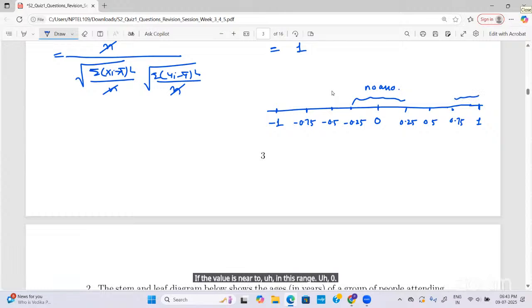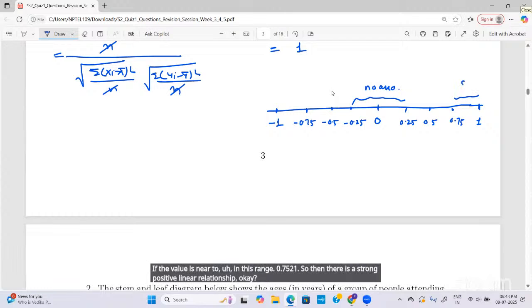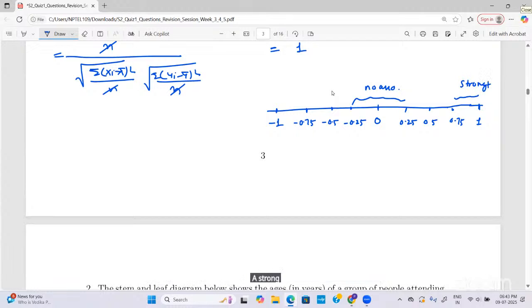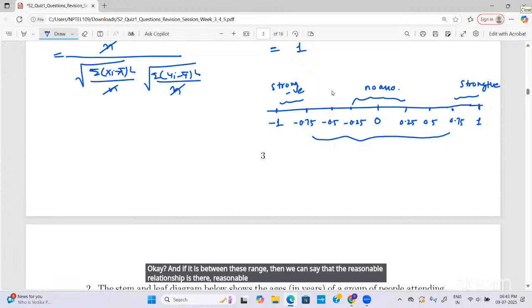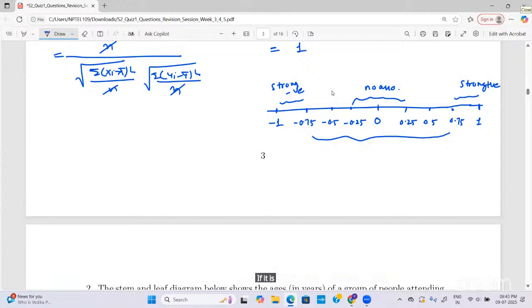If the value is in this range, 0.75 to 1, then there is a strong positive linear relationship. And if it is in this range, then it will be strong negative. If it is between these ranges, then we can say that a reasonable relationship is there, reasonable association. If it is near to these values, then it will be strong. Otherwise, they are still related, but we can say reasonable, not very strong.